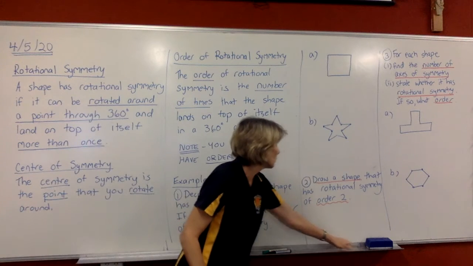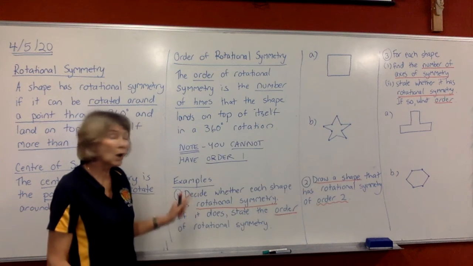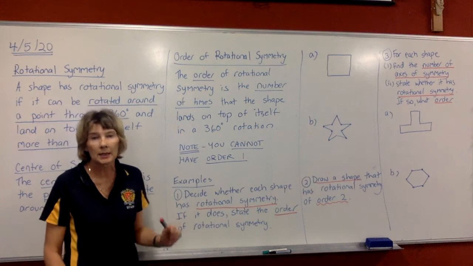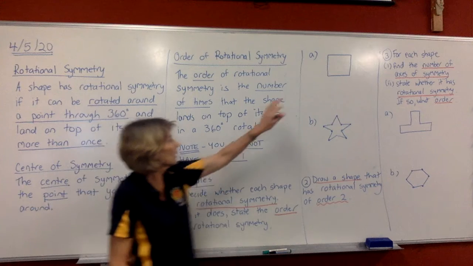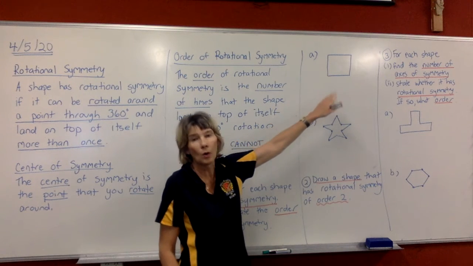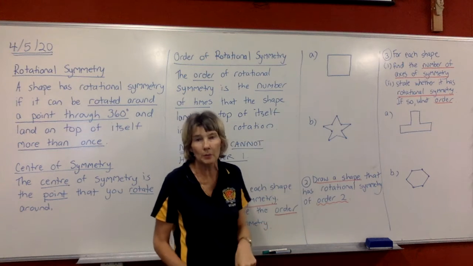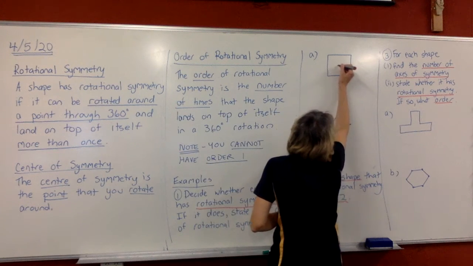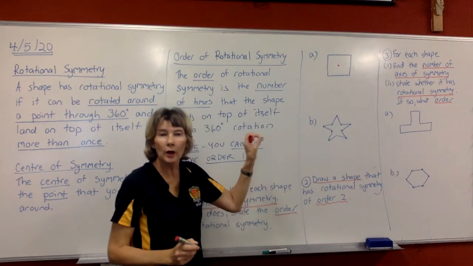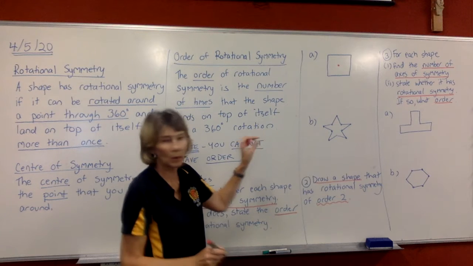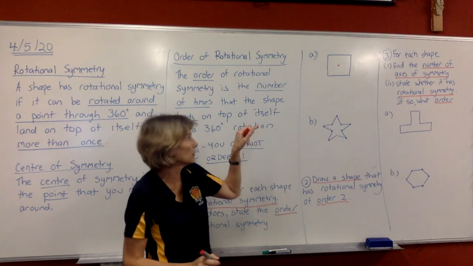In this first one, they're asking, decide whether the shape has rotational symmetry, and if it does, tell me the order. Okay, so here we have a square. I haven't marked in the equal sides or the right angles, but let's just assume it is a square. Get your red pen and put a dot, a point right in the middle. That's the centre of symmetry there.